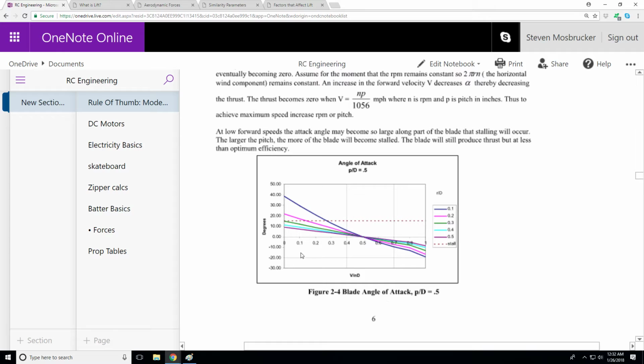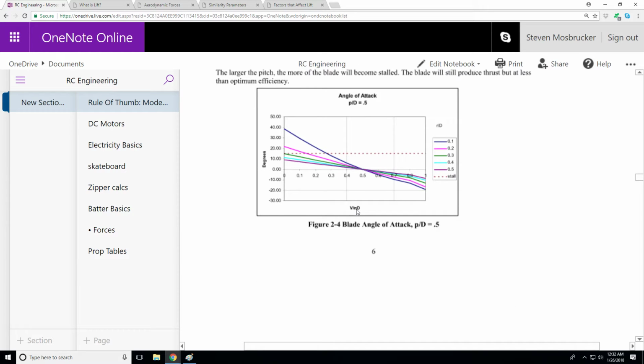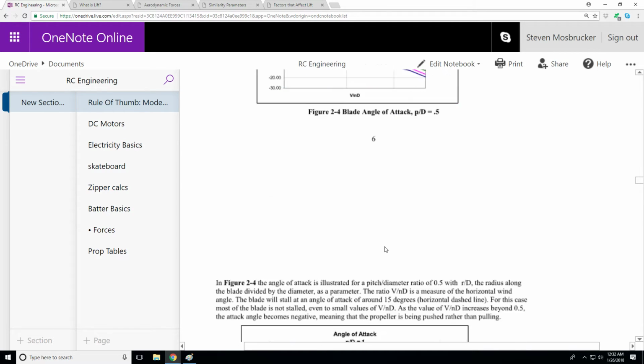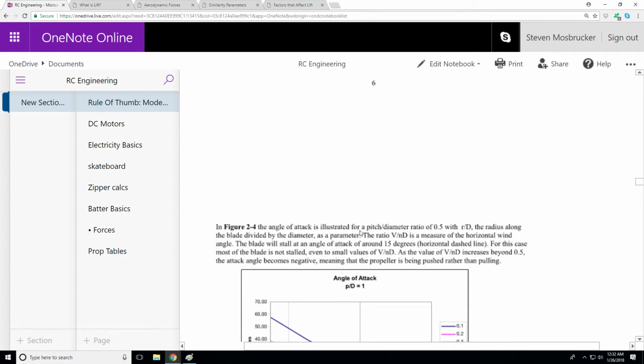And then here we're looking at the V over ND, so what is your wind speed compared to your speed of diameter, so N times diameter, which is 2 pi R, right? Or in this case without the pi. So V divided by ND. And then you can see here that it says down here, the angle of attack is illustrated for pitch diameter ratio of 0.5 with RD. The radius along the blade divided by the diameter is a parameter. The ratio V over ND is a measure of the horizontal wind angle.